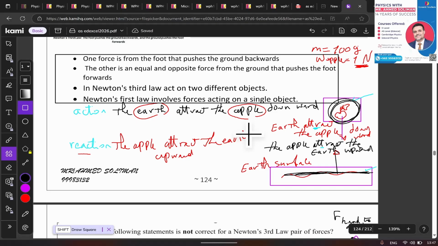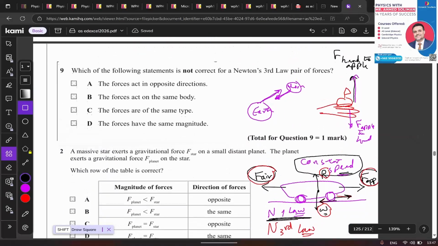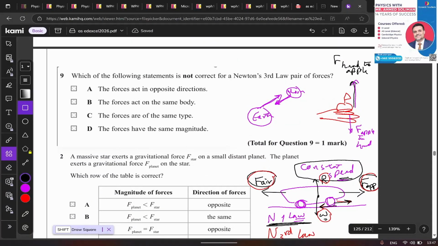One force is from the foot that pushes the ground backward. The other is an equal and opposite force from the ground that pushes the foot forward. Newton's third law acts on two different objects. Newton's first law involves forces acting on a single object. So if you are talking about only one object, you are talking about Newton's first law.